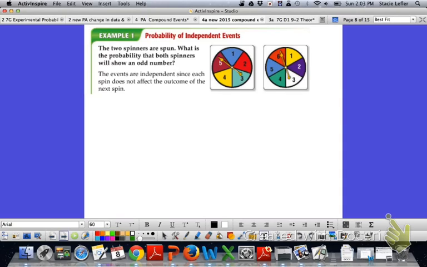In this one, we have two separate spinners. Notice that they're different. One of them has 5 numbers and the other has 6. What's the probability that both spinners are going to show an odd number? Keep in mind that these are independent events because each spin does not affect the outcome of the next spin. Pause the video and find the probability.